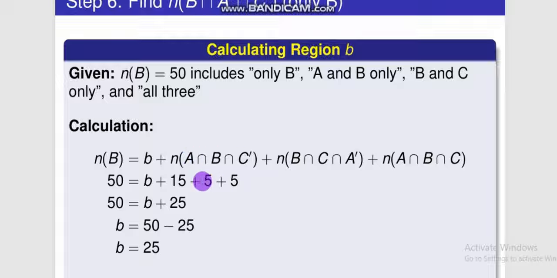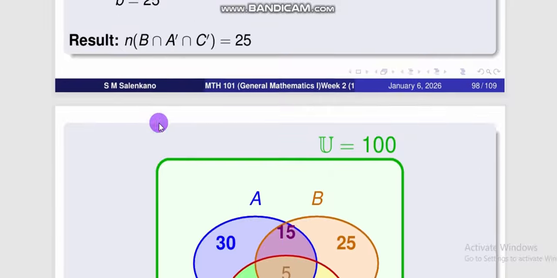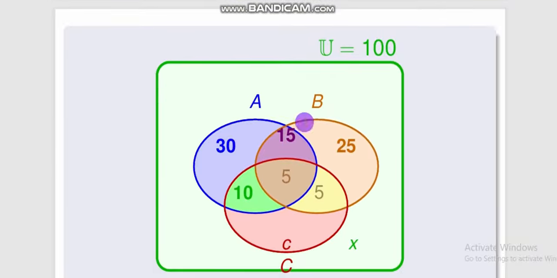Our numbers from the Venn diagram, we calculated that already. For A and B without C, we got 15. For B and C without A, we got 5. And for all three, we were given 5. So 50 is equal to B, which we don't know, plus 15 plus 5, 20, plus 5, 25. So our B will be 50 minus this 25, and we got 25 as our result. So we go to the region for B and put 25.